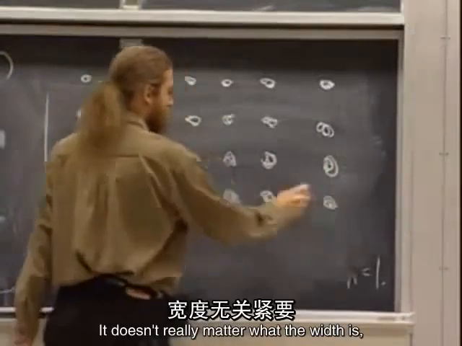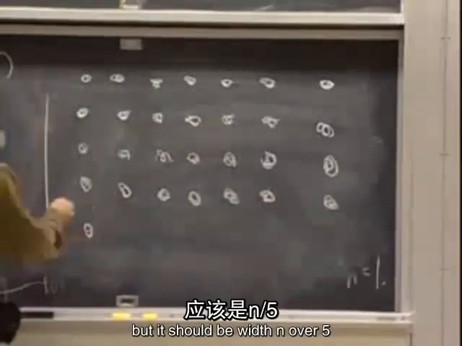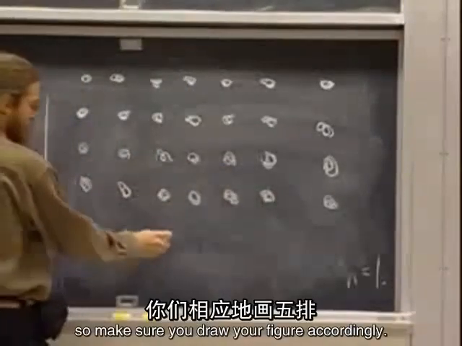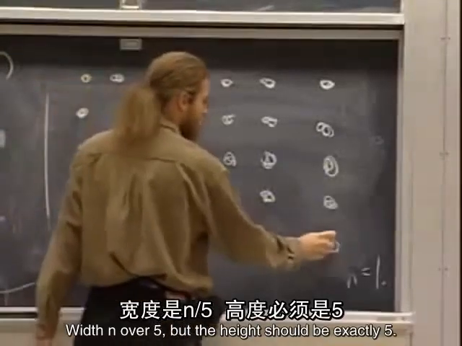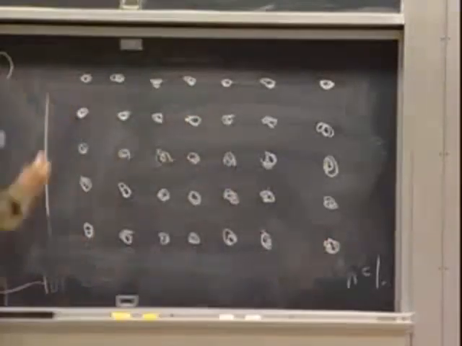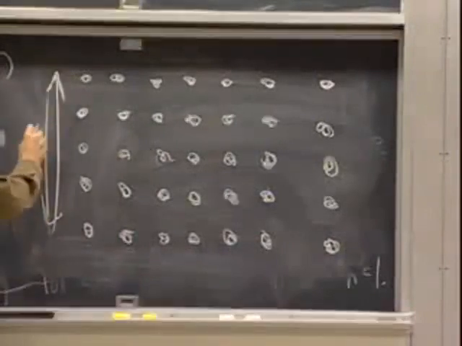Doesn't really matter what the width is, but it should be width n over 5, so make sure you draw your figure accordingly. This width n over 5, but the height should be exactly 5. I think I got it right. I can count that high. Here's 5.